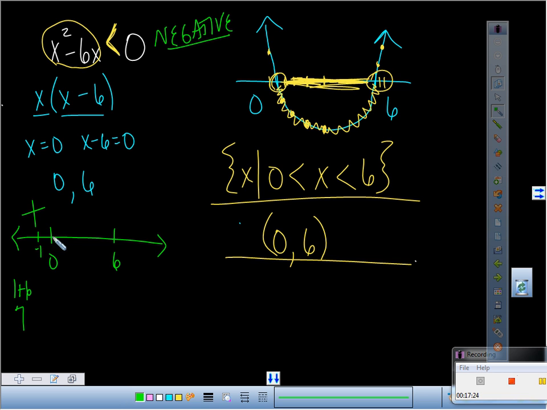All right, pick me a number in between 0 and 6. 1. All right, what's 1 squared? Minus. What's 6 times 1? What's 1 minus 6? -5. So this is negative. You agree? Let's catch one over here. What about 7? What's 7 squared? What's 6 times 7? What's 49 minus 42? 7. So that's positive. Guys, where are your answers negative? That's the way you do it.